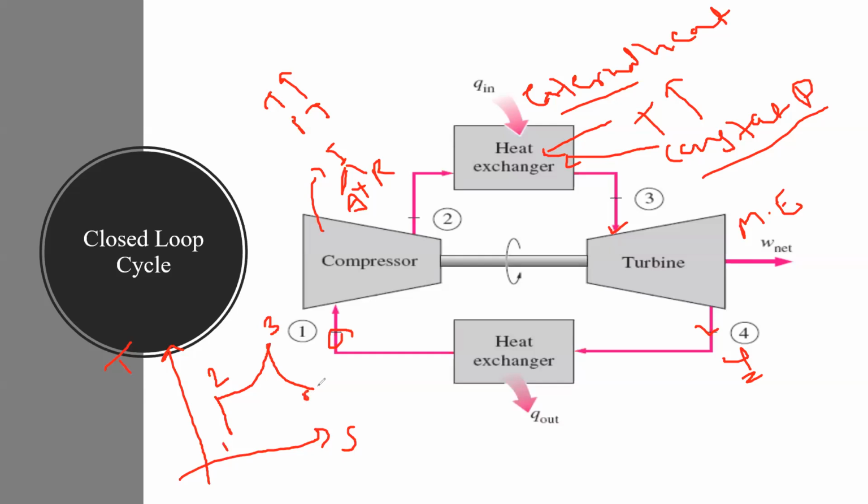Up to point 4. Now here the closed loop cycle creates a difference. What is the difference? Whatever exhaust gas in the open loop cycle we injected into the atmosphere, here we use this gas again, into the heat exchanger. Again, what is the role of this heat exchanger?